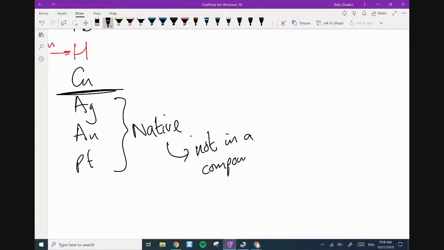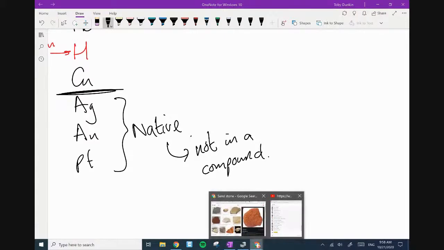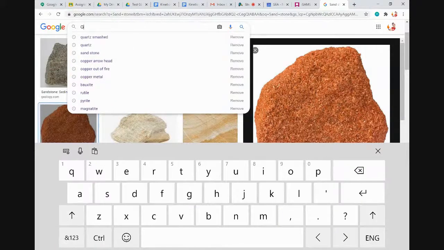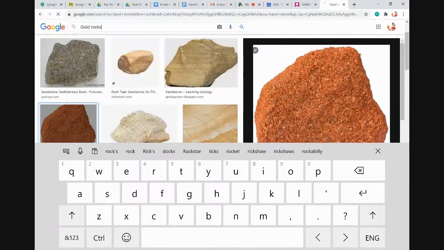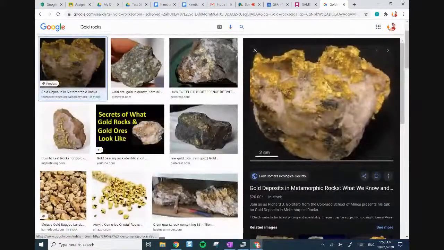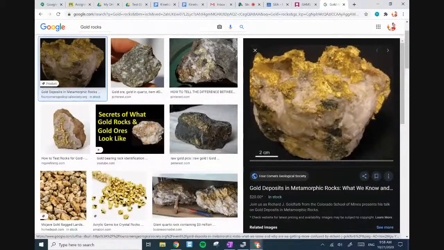Let me show you what that looks like if you type in gold rock. Check this out. Gold rock. Now, by the way, gold is usually found in quartz, amazingly. There you go. Check that out. So gold is actually trapped inside quartz most commonly. Don't ask me why. It's going to be to do with the processes that have formed the quartz and cause it to group together. I don't know.